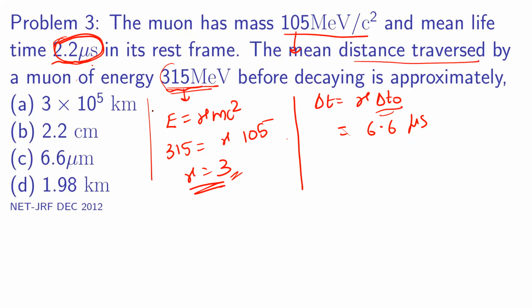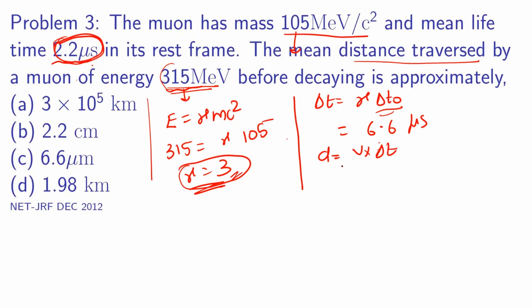Now the question is not the mean lifetime, but the mean distance traversed by a muon of this energy. All right, we need to find the mean distance. For that, we need to find the velocity, because distance is equal to velocity multiplied by time. What's the velocity at which this muon is moving? Now we can find velocity from gamma, right? Because gamma is 1 by square root of 1 minus v square by c square. We can find the velocity using gamma, or we can find the velocity in a different way.